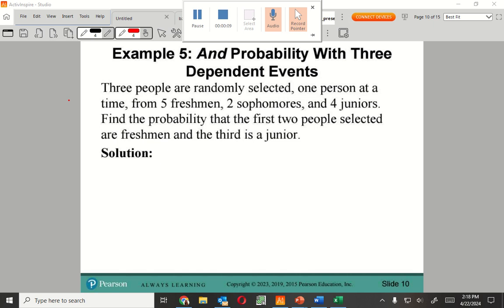I love it. Okay, so example 5. These ones right here are the difficult ones. That's why I saved it to have its own day. Example 5. 3 people are randomly selected and 1 person at a time is selected from 5 freshmen, 2 sophomores, 4 juniors. Find the probability that the first 2 people selected are freshmen and the third is a junior.